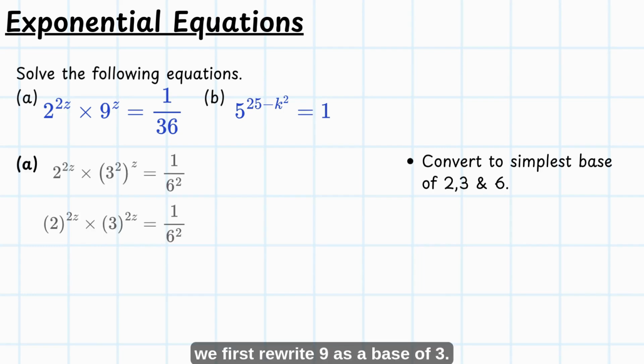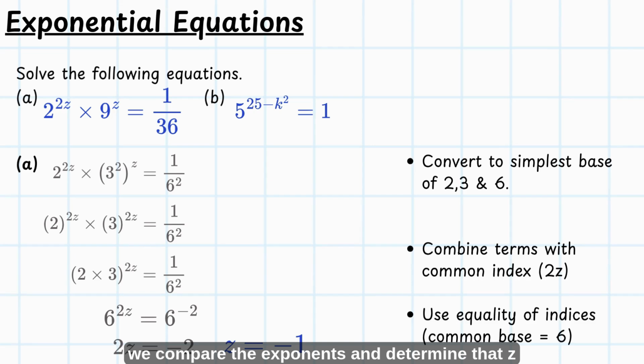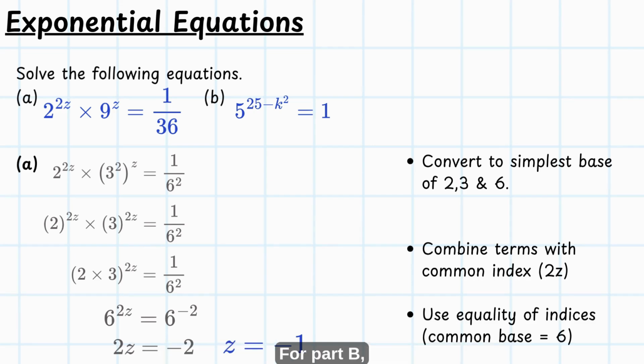For part A, we first rewrite 9 as a base of 3, since 9 is equivalent to 3 squared. Similarly, we express 36 in the denominator as 6 squared. Next, we observe that both terms on the left share the same exponent. We can multiply their bases, resulting in 6. On the right side, the fraction can be rewritten using a negative exponent of 2. With both sides now having a common base, we compare the exponents and determine that z is -1.